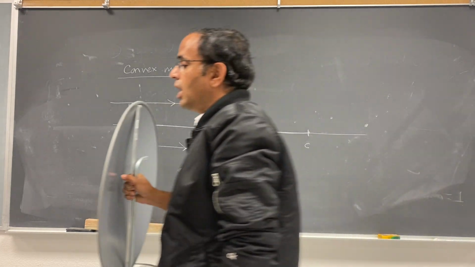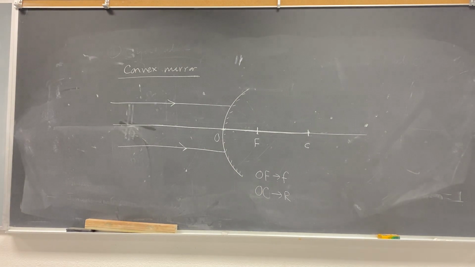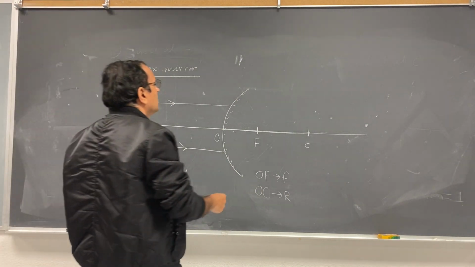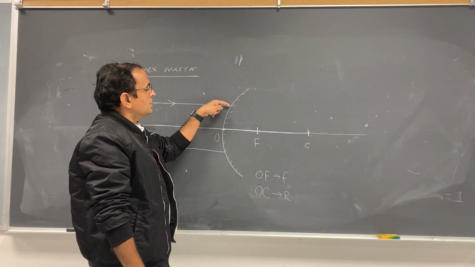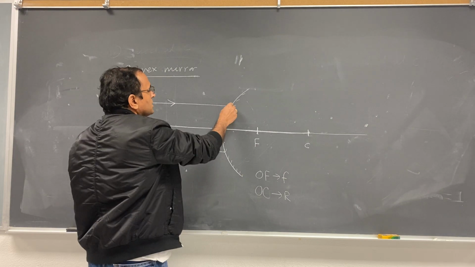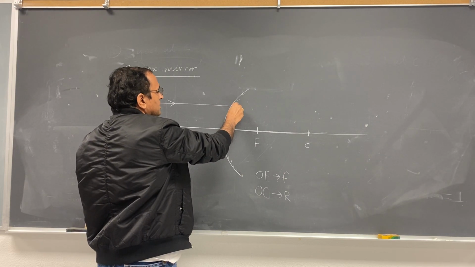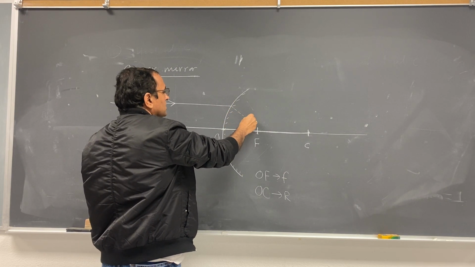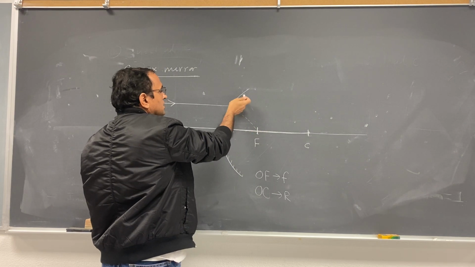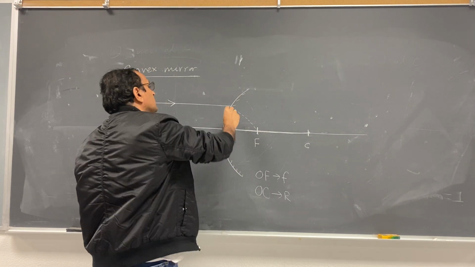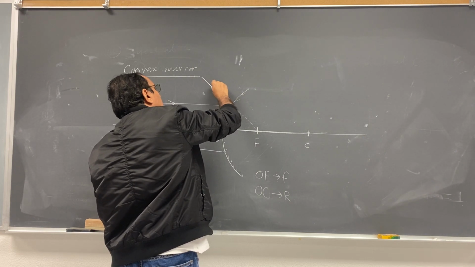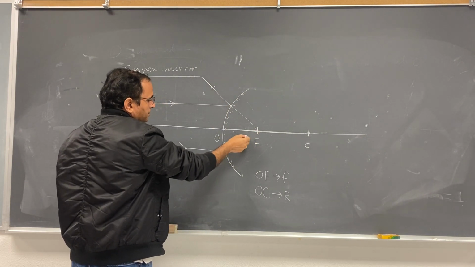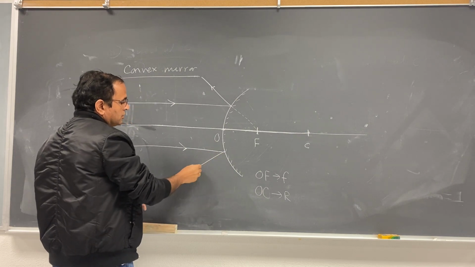Okay, so how do you draw the ray diagram here? Object at infinity, so it is very simple. In a concave mirror, the reflected ray passes through the focal point, but of course here the ray cannot pass like this because this is opaque. So what happens? It reflects like this. This is the reflected ray, and this is also a reflected ray.